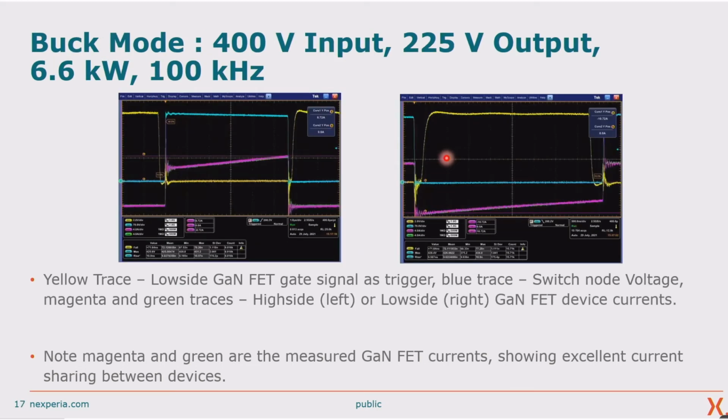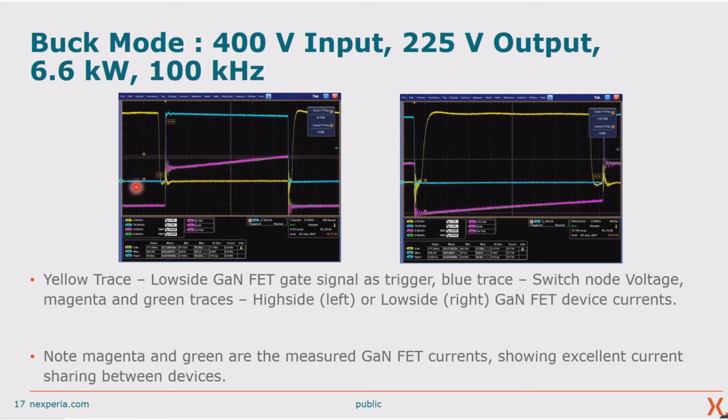So here we have some captured waveforms when the system was being run in buck mode, with an input voltage of 400 volts, an output voltage of 225 volts, at an output power of 6.6 kilowatts and a switching frequency of 100 kilohertz. Again, the yellow trace is used as the trigger, and the blue trace is the switch node voltage, and the magenta and green traces are the device currents.